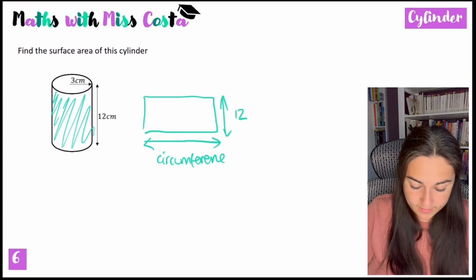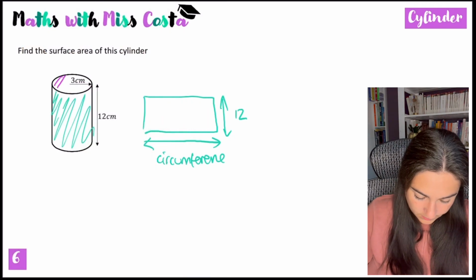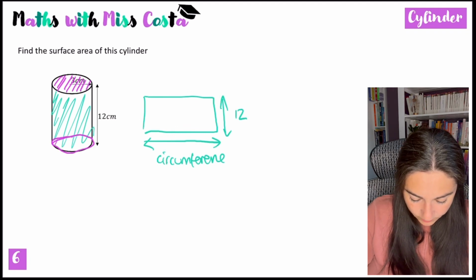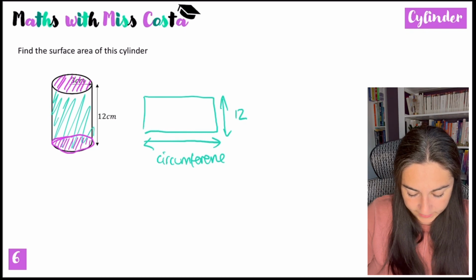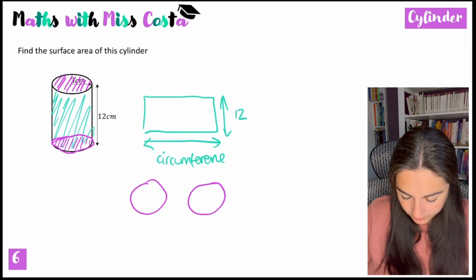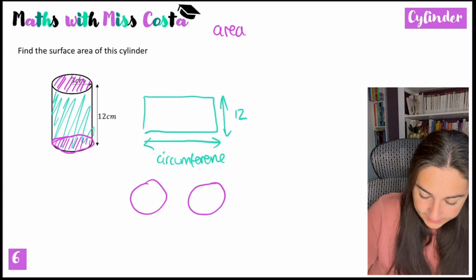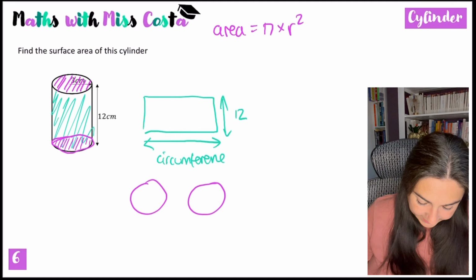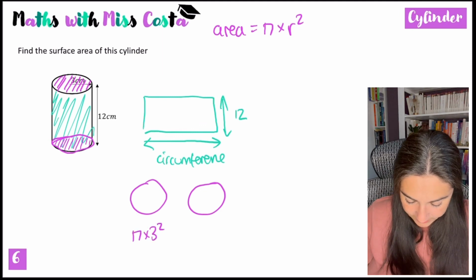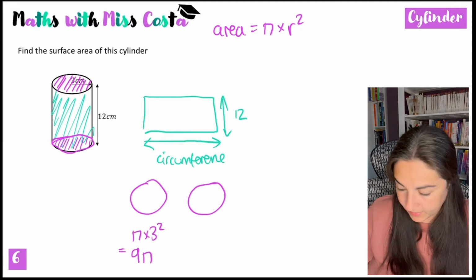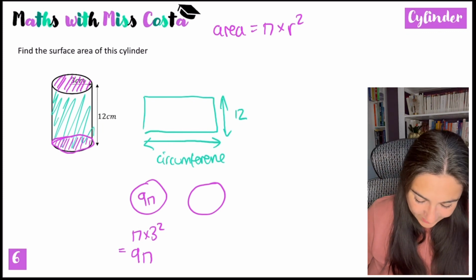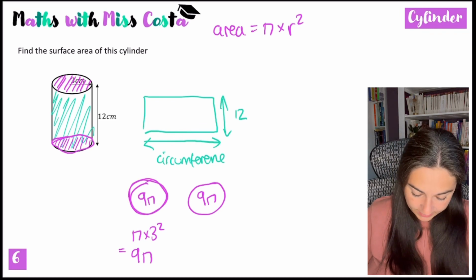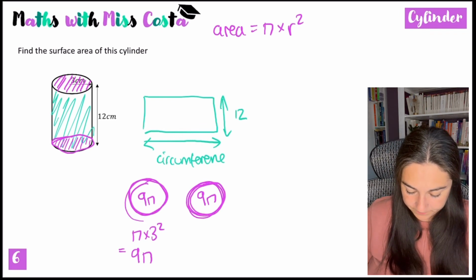And then you've also got the top and bottom of the cylinder. Unlike a toilet roll, which obviously has a hole, this is a closed shape, so you've got 2 circles as well. Now, the area of a circle is pi times radius squared. So in this case, the radius we're told is 3. So we do pi times 3 squared, which is 9 pi. So let's leave it in pi for now, and then we can add it. So the area of each circle is 9 pi.